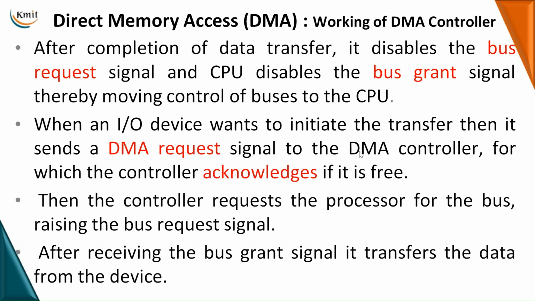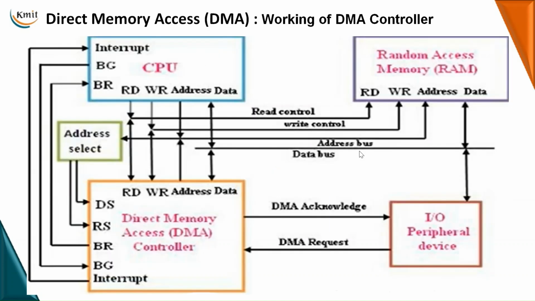Once the data transfer is complete, it will disable the bus request signal, and the CPU will automatically disable the bus grant signal, thereby moving the control of the bus back to the CPU. So this is the working of a DMA controller.